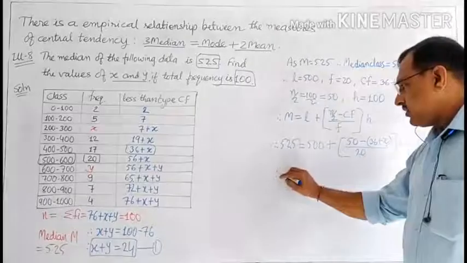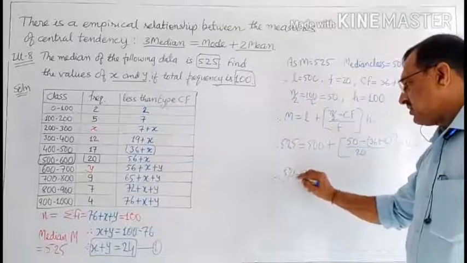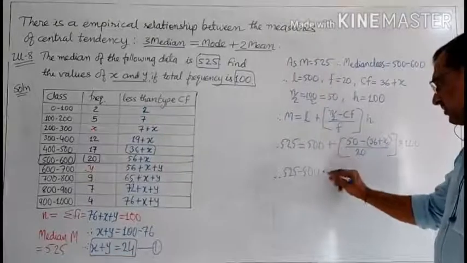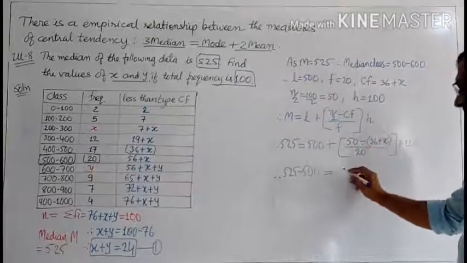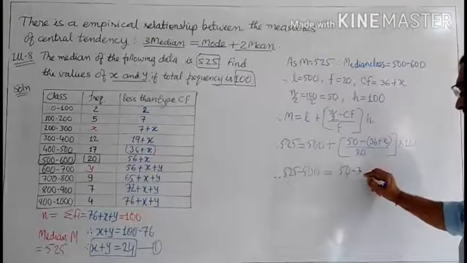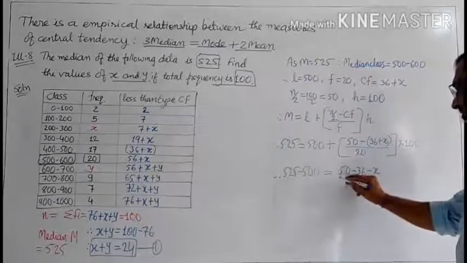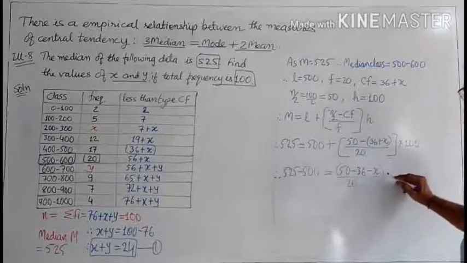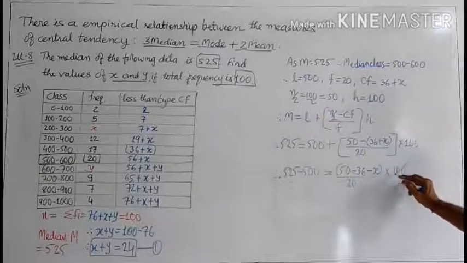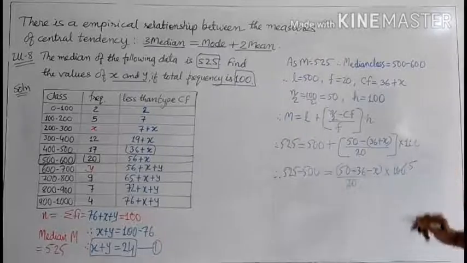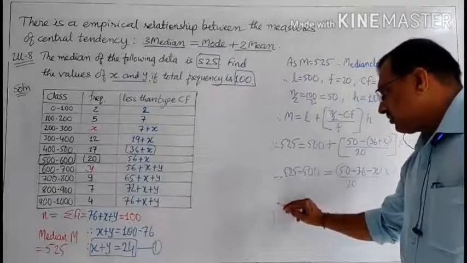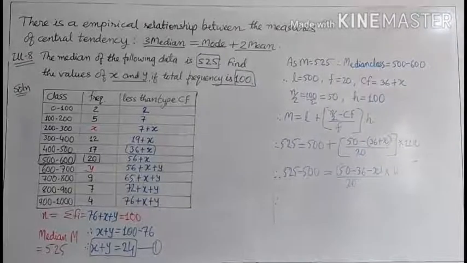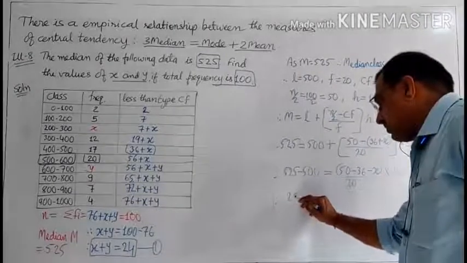So we can simplify here. 525 minus 500, subtracting 500, is equal to, we can remove the bracket, 50 minus 36 minus x, divided by 20, multiplied by 100. We can cancel the common factors, and here you will get 5. So what is 525 minus 500? We get 25.